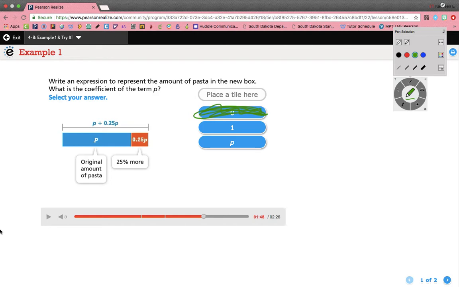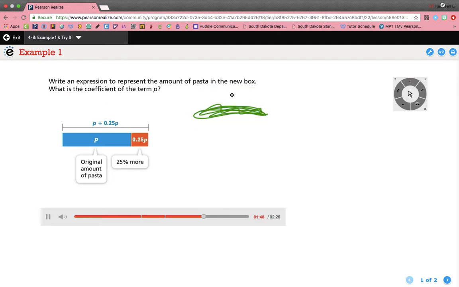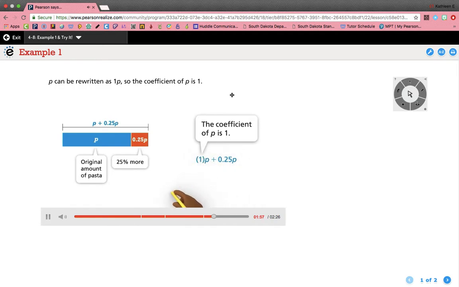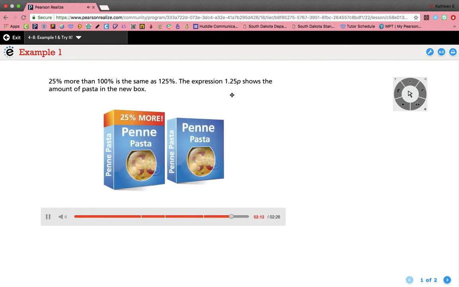What's that invisible math? Well, there is 1. If there is no number there, it just means that there is one of them. P can be rewritten as 1 times P. So the coefficient of P is 1. Combine like terms. 1 and 25/100ths times P expressed as a percent is 125% of P. 25% more than 100% is the same as 125%. The expression 1 and 25/100ths times P shows the amount of pasta in the new box.